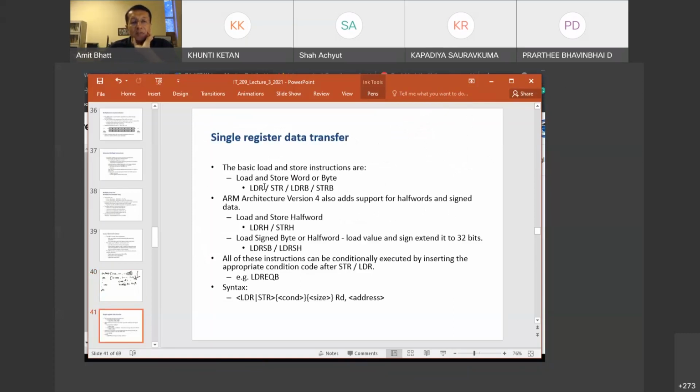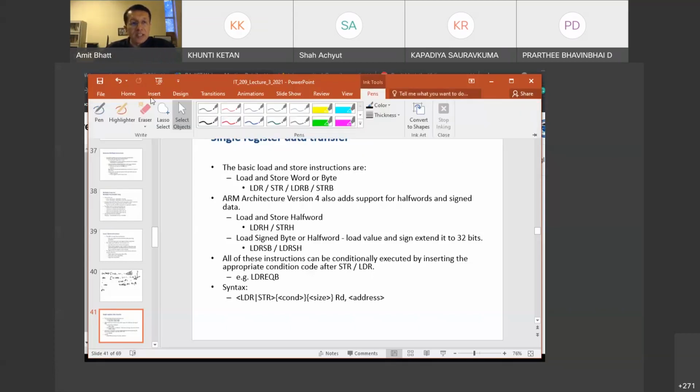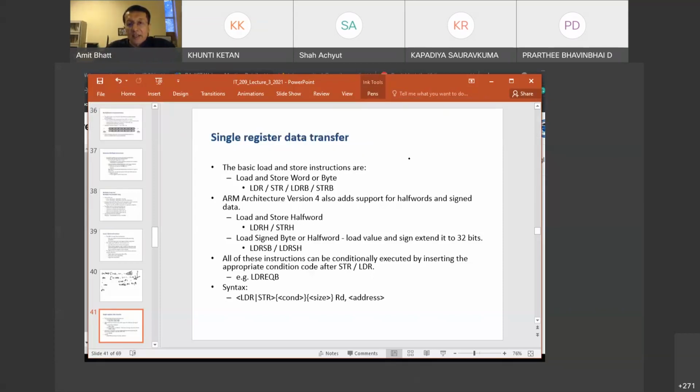You can load a register, that means a word. You can store a word. You can store a byte, or you can load a byte. You can load a half word, or you can store a half word, that means 16 bits. When you say load a byte, what your hardware will do is, in a 32-bit register, it will store a byte in this location, whatever that byte is, 100111 something, and fill up the rest with all zeros.